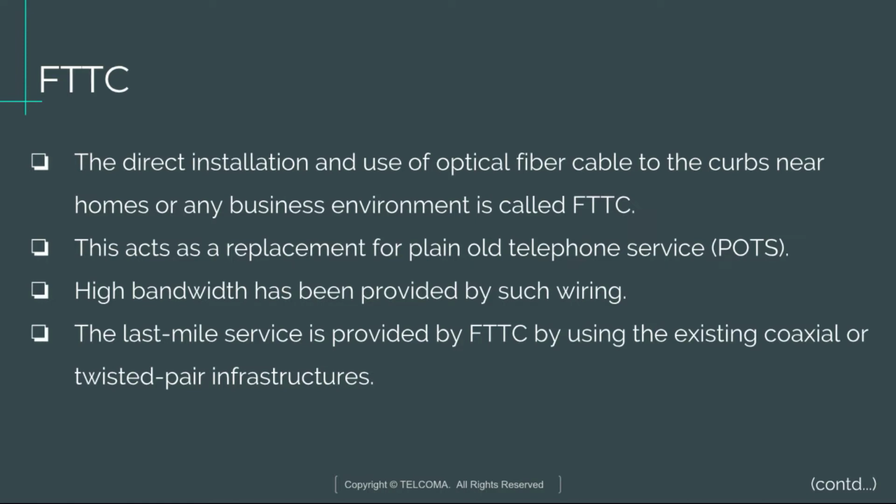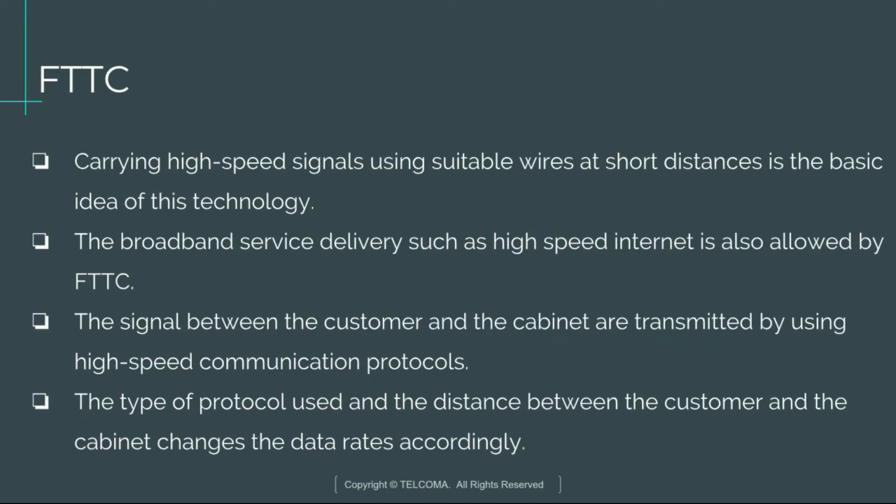Next is Fttc. The direct installation and use of optical fiber cable to the curbs near homes or any business environment is called Fttc. This acts as a replacement for plain old telephone services, that is POTS. High bandwidth has been provided by such wiring. The last mile service is provided by Fttc by using the existing coaxial or twisted pair infrastructures. Carrying high-speed signals using suitable wires at short distances is the basic idea of this technology.